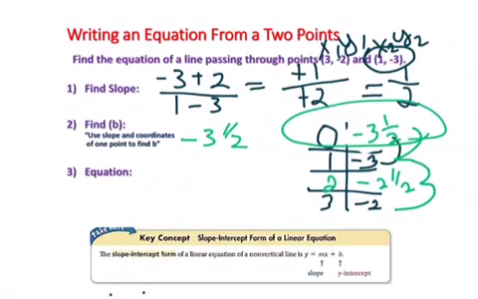Okay, so the full equation would be y equals 1/2 x, but taking away 3/2. So final equation's right there.